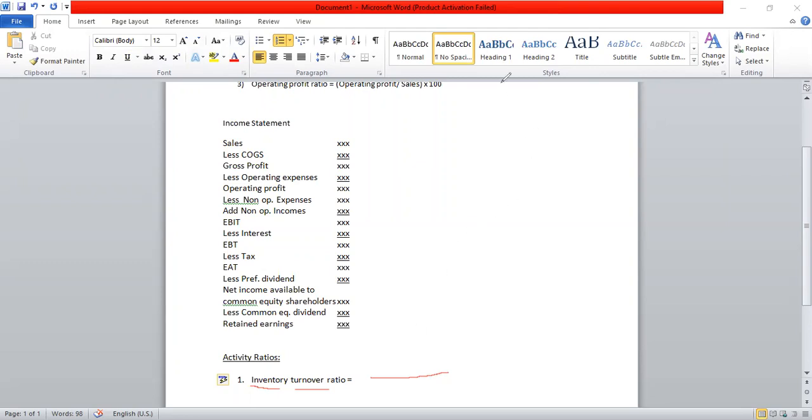Now here it is a turnover ratio, inventory turnover ratio. What is turnover? Turnover is the level of activity. Turnover is also known as sales. The numerator should be sales, so I will write it here. If it is in the numerator, we would have sales divided by inventory. Turnover is sales.